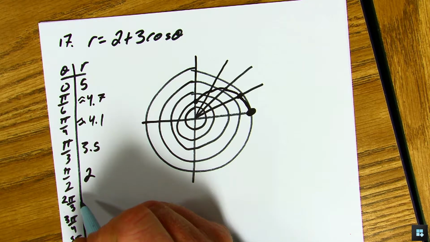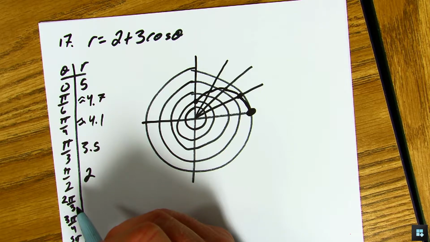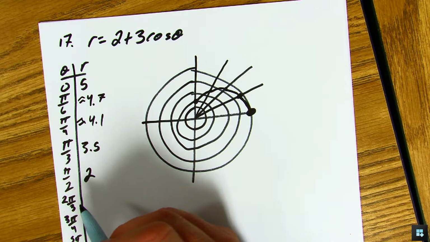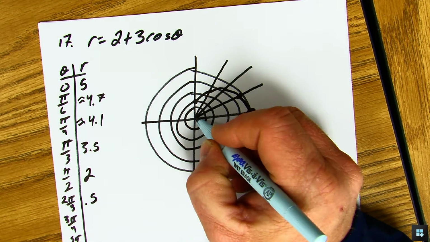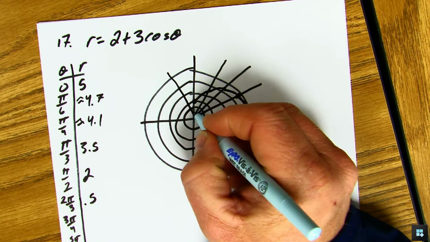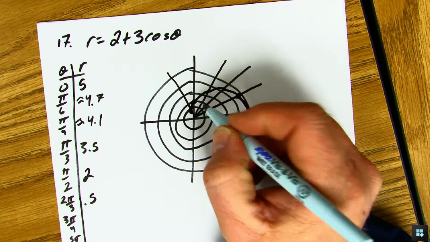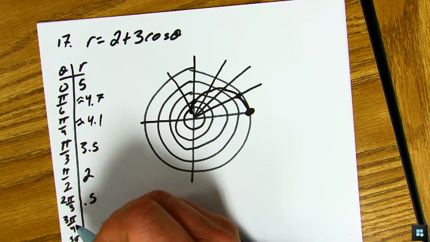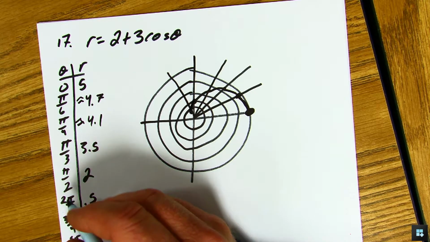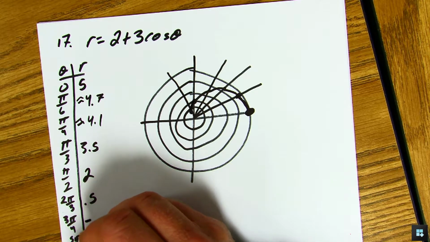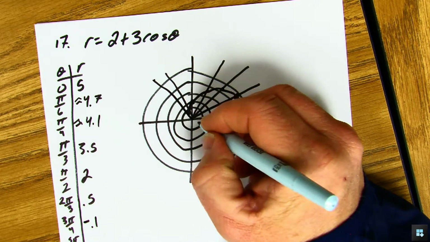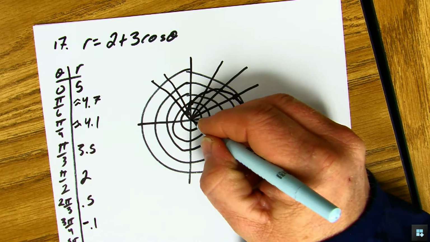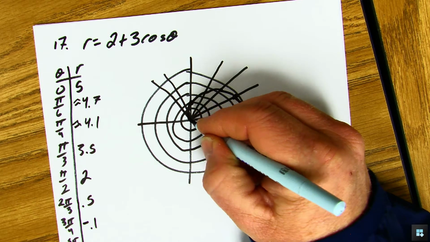2 pi over 3, cosine is negative 1/2, so 3 times negative 1/2 is negative 1.5, plus 2 is 0.5. So 2 pi over 3, I'm at 0.5, so it's like in here. 3 pi over 4, negative square root of 2 over 2, times 3 being like negative 2.1, plus 2 would be like a negative 0.1-ish. So instead of coming out that way, I shoot back this way a little bit, so it comes into here.